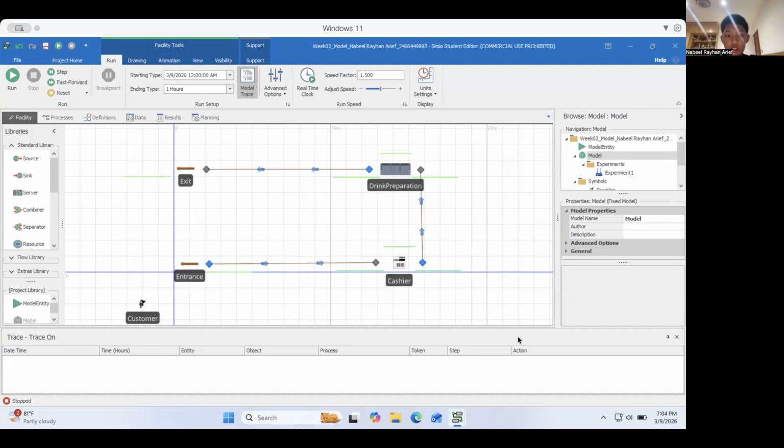The purpose of the simulation is to analyze the queuing problem that happens during peak hours and to evaluate the performance of the current system using Simio.